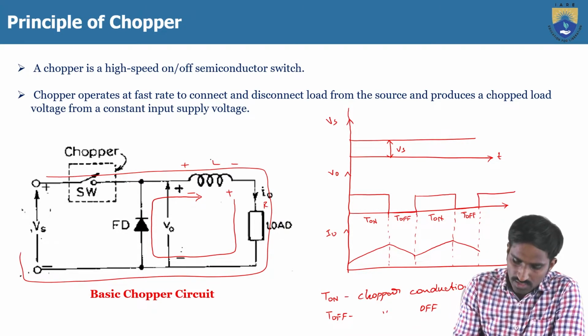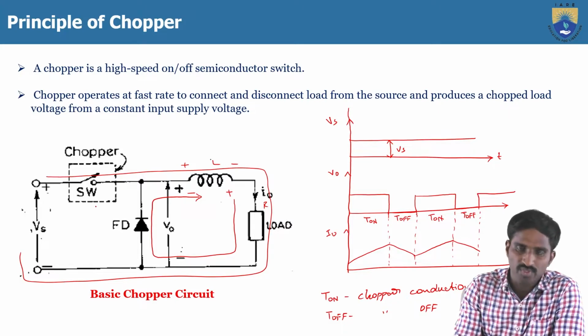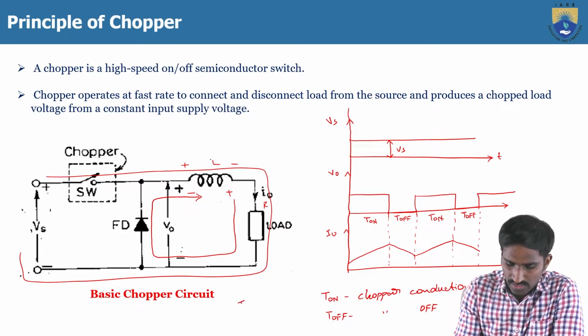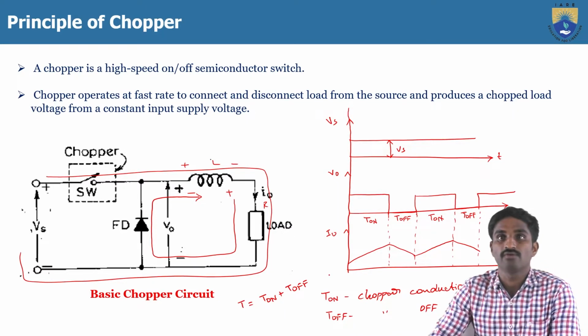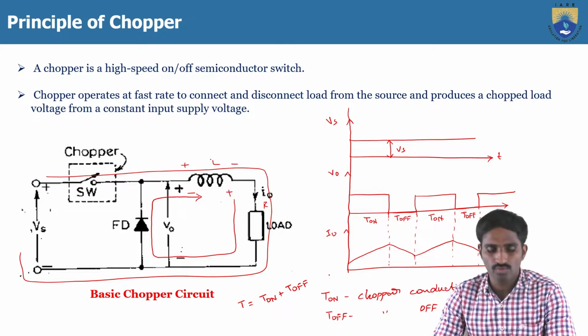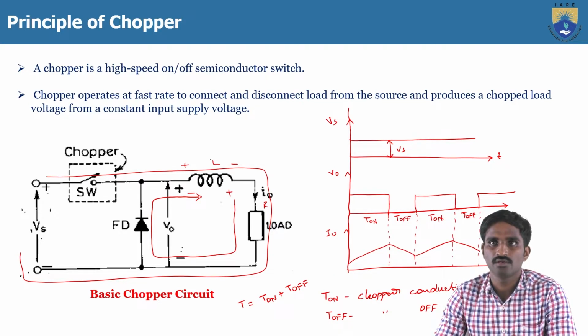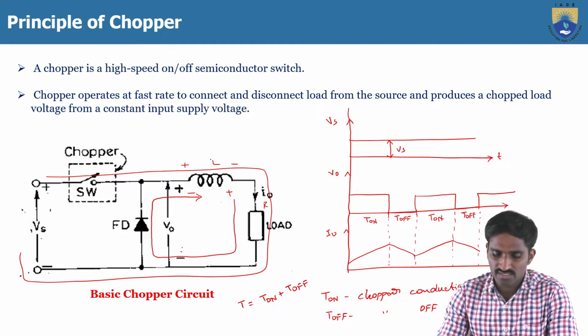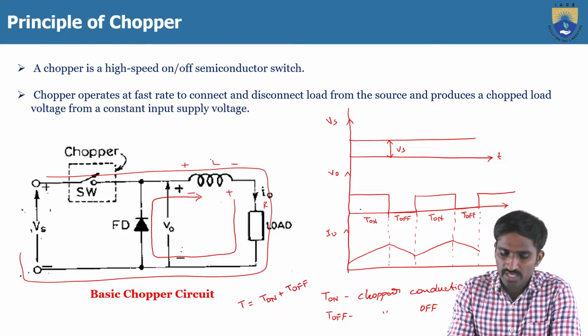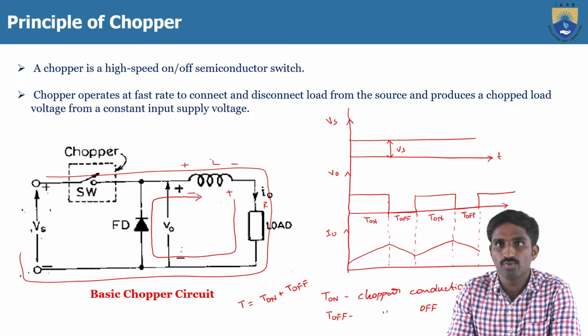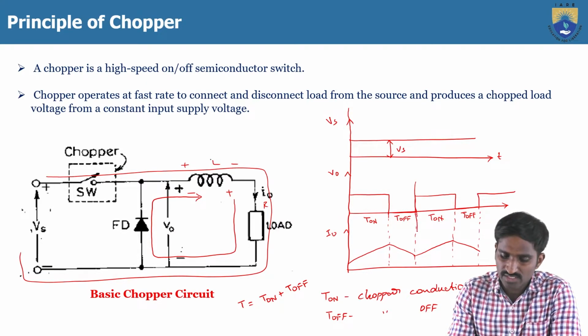Okay, then the total time period of the chopper is T, which is equal to T on plus T off. Because, as you know, if you want to find any average value or RMS value of this output voltage, then you have to consider the time period. So here the time period is T on plus T off.